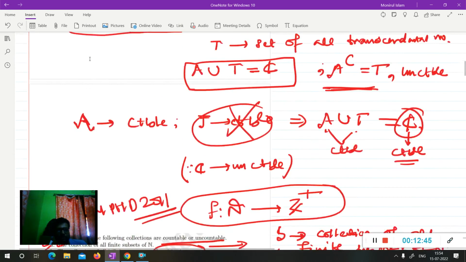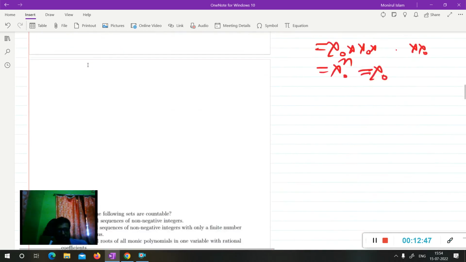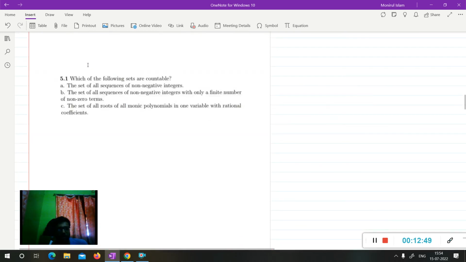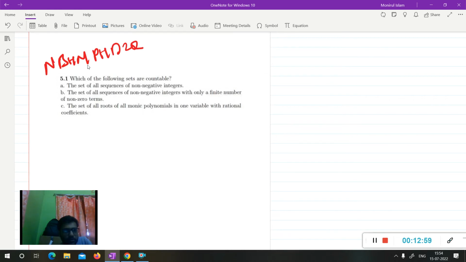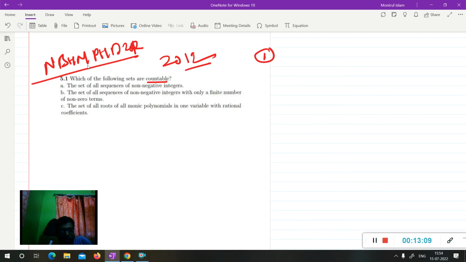Now we move to another question, which is quite similar. This question came in the NBHM PhD 2012 exam. Which of the following sets are countable? We look at them one by one.